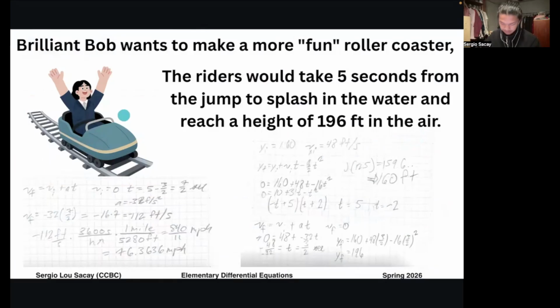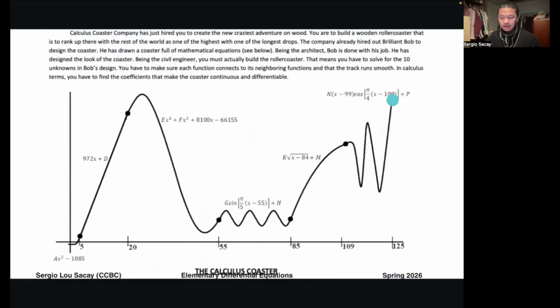Actually, if we remember from the stem, this is the end of the roller coaster. So the function ends here. And you might be wondering, where is it going to go? Bob designed it so that the rider is going to fly up and then splash in some water. So we want to find out how long it takes for them to splash in the water.